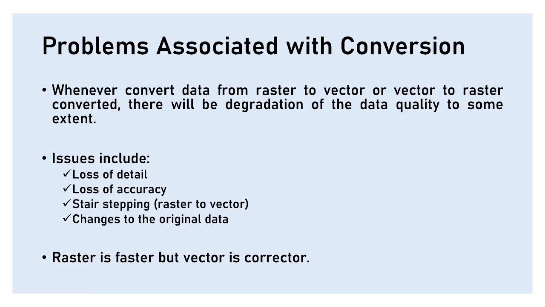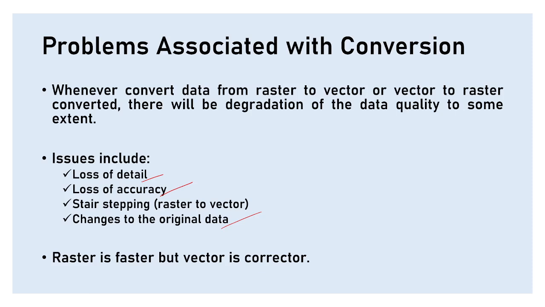Visibly it might not be as much, but when you look into detail, you will see some loss of data. So the issues include loss of detail, then loss of accuracy, then stair stepping, that is raster to vector. When you do that, such problems can arise. Then changes to the original data. In summary, you can say that raster is faster, but vector is more correct.